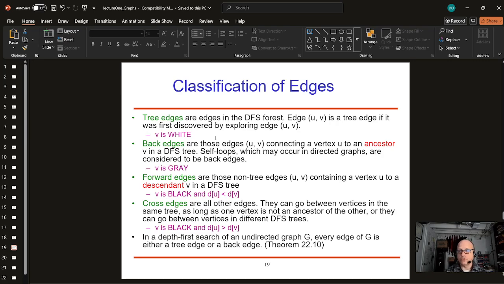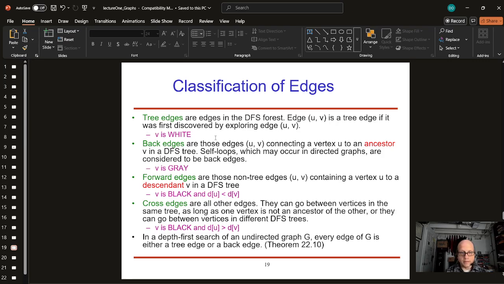We're kind of drawing the relationship between parent and ancestor. We're using a more generic term here because we don't have as strict of a format. In this case, the self loops which may occur in directed graphs are considered to be back edges, where v is gray. The forward edges are those non-tree edges (u, v) connecting a vertex u to a descendant v in a depth first search tree.